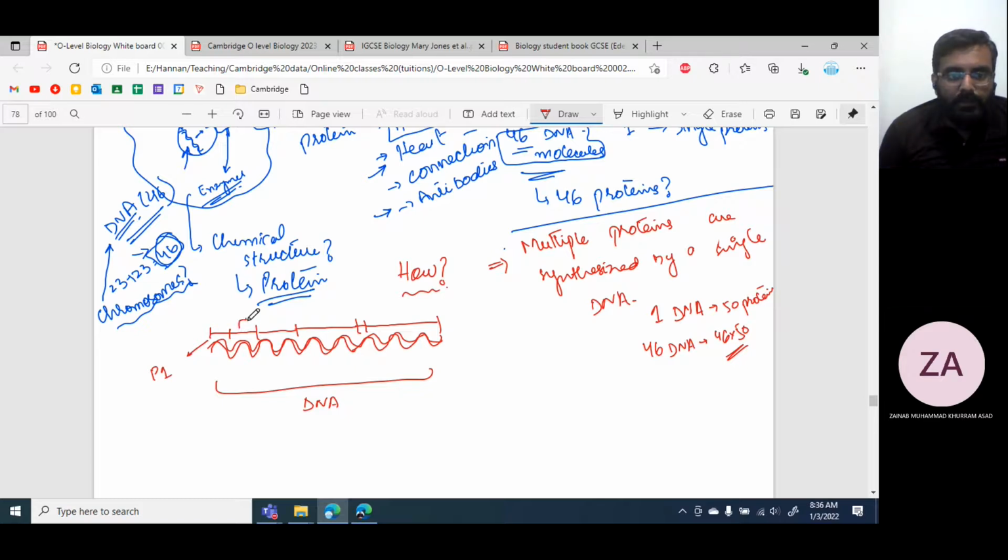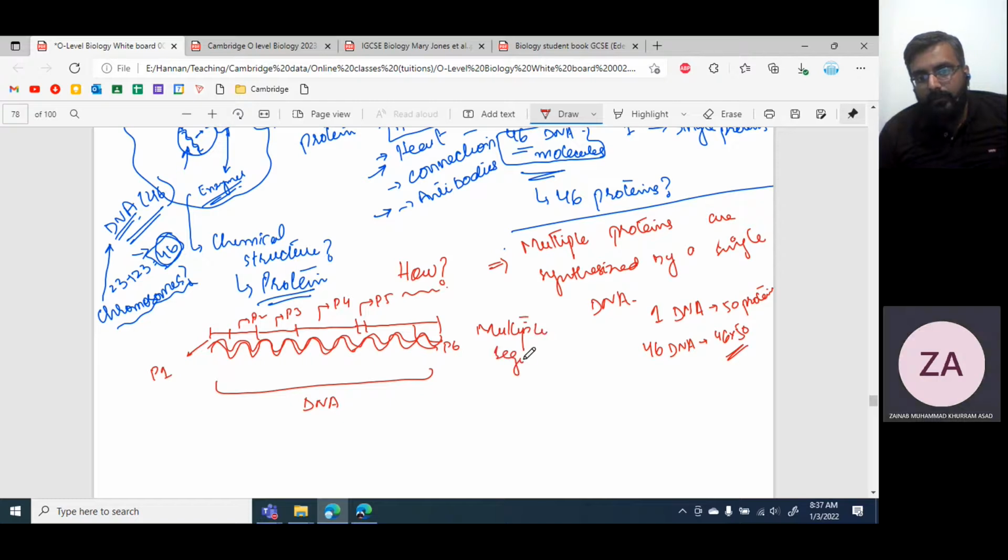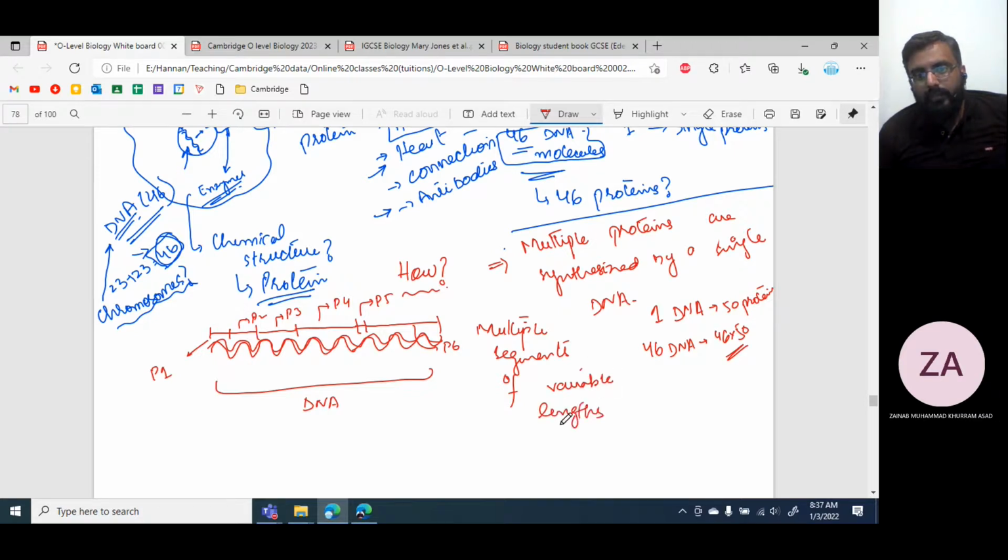For example, this segment creates protein 2, this segment creates protein 3, this segment would create proteins 4, 5 and 6, which means that every DNA is functionally divided into multiple segments of variable length. Multiple segments of variable lengths. You know what should we call those segments?